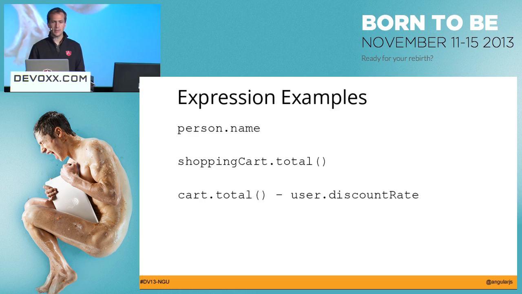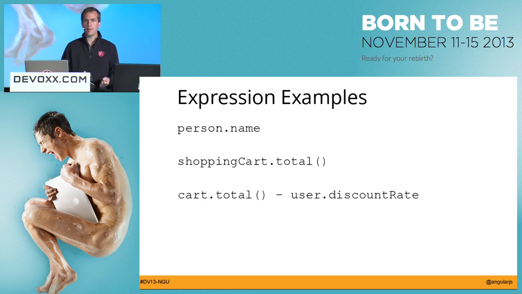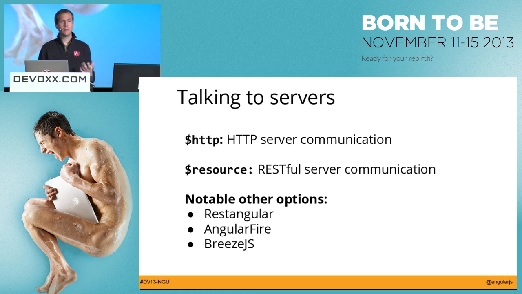Some examples of expressions that we've seen, like person.name, I can call functions. If I have a shopping cart, I can call the total and put that in my UI. And we can even do things like math. You can do cart.total minus user.discount rate and have that in a UI somewhere.